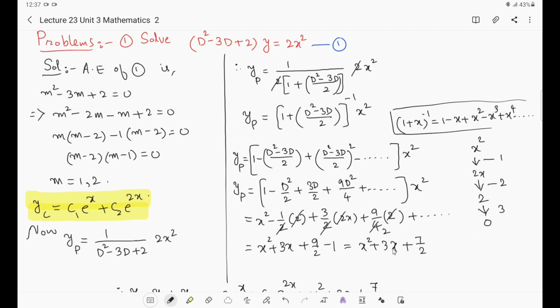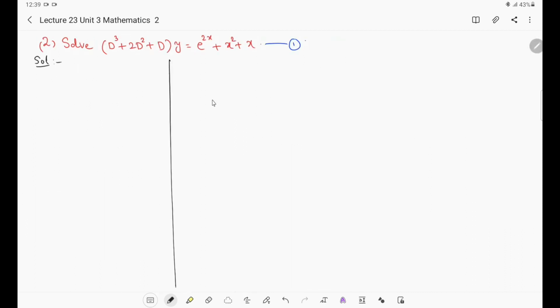Let us see one more problem in this case. Now the second problem is: solve (D cube plus 2D square plus D) y equals e power 2x plus x square plus x. So this is a non-homogeneous third order linear differential equation with constant coefficients. The right hand side is e power 2x plus x square plus x.